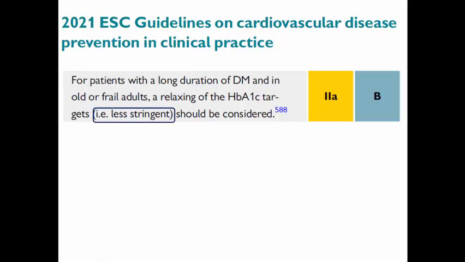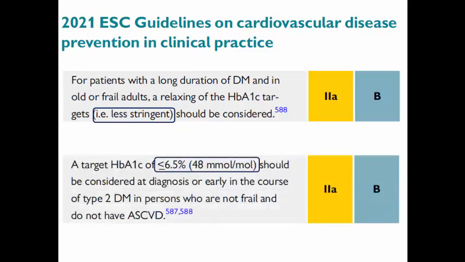for example less than 7.5, or in certain patients just less than 8% in order to decrease the risk of hypoglycemia, whereas in younger individuals early in the course of type 2 diabetes, patients who are not frail, not cardiovascular, we may have a tighter glucose control less than 6.5.